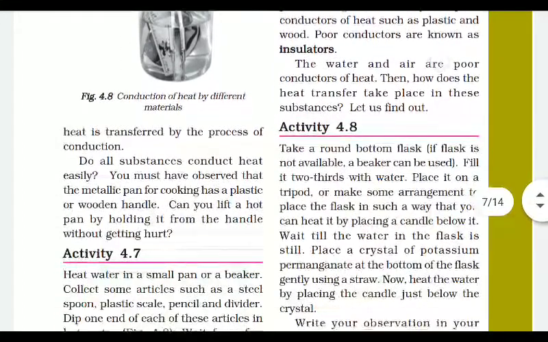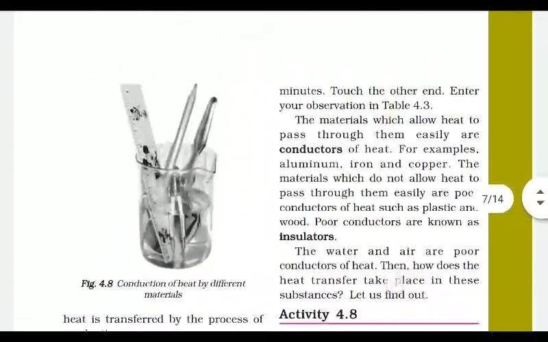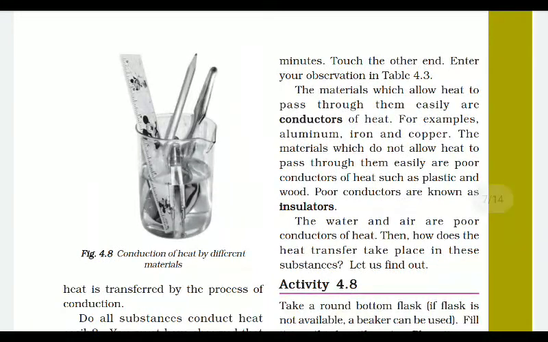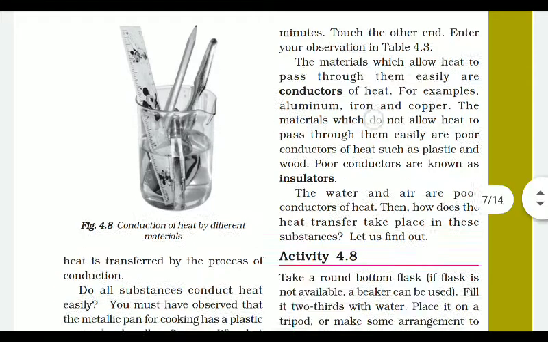Now there is activity 4.7, which says the materials which allow heat to pass through them easily are known as conductors of heat. For example, aluminum, iron, copper, most of the metals. Materials which do not allow heat to pass through them easily are poor conductors of heat, such as plastic and wood. Poor conductors are known as insulators. So here are the two definitions. The material that allows heat to pass through is known as a conductor, but the one which does not allow heat to pass through is known as an insulator.